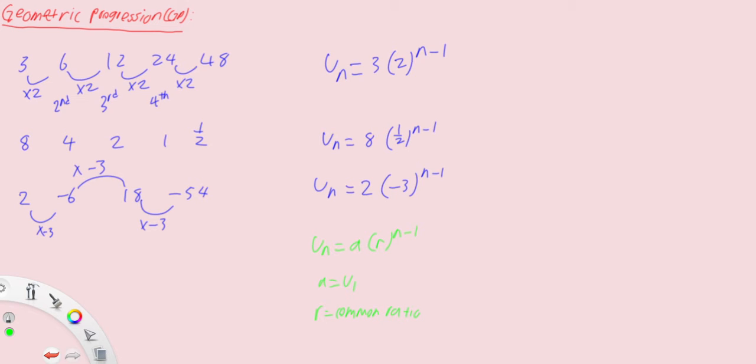Now, what about the summation of a geometric progression? A series of n terms. So let's use two other examples, maybe the first and the second example. In the first example, we have 3, 6, 12, 24, and so on. Then in the second example, we had, what was it? Oh, I can't remember.